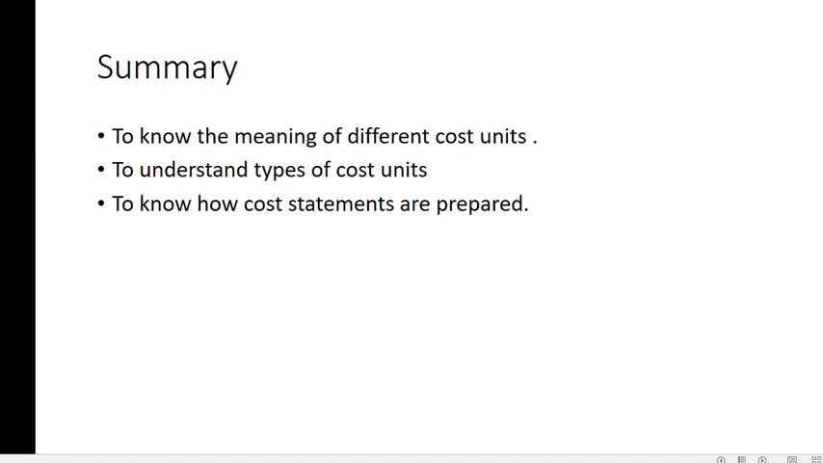Now come to the summary of this session. In this session, we have come to know the meaning of different cost units and we are able to understand the types of cost units, and also we have come to know how cost statements are prepared.